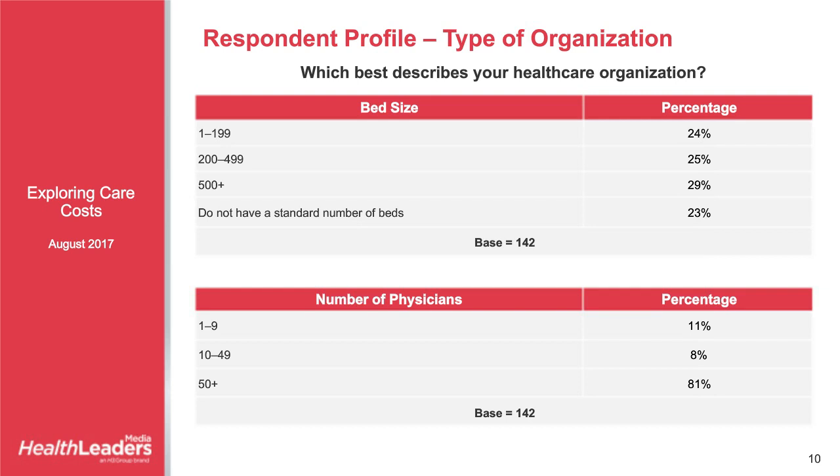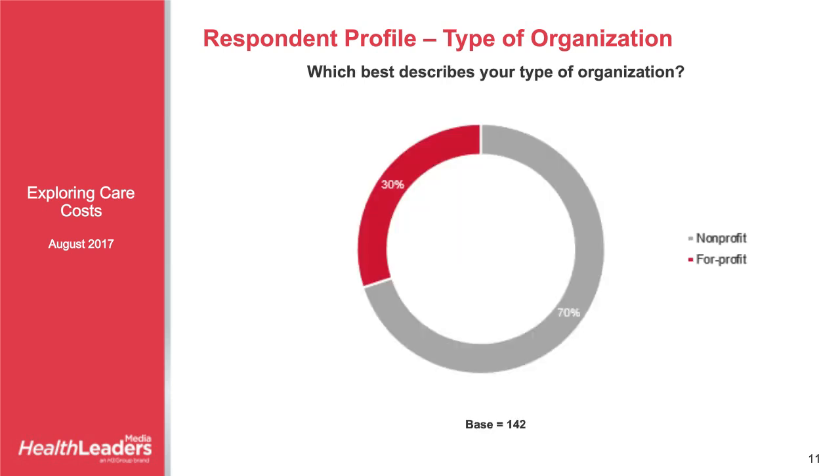However, if you look at numbers of physicians, it's generally larger entities. You can see that 50 plus is 81%, if you look at the number of physicians in the organization. And last demographic profile, it's heavily nonprofit, 70% nonprofit, 30% profit.